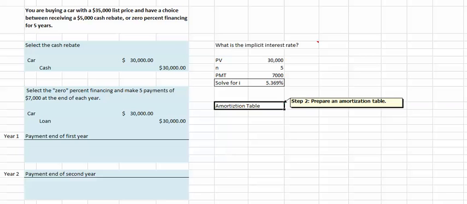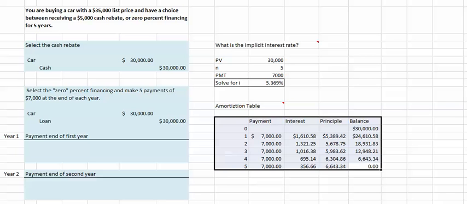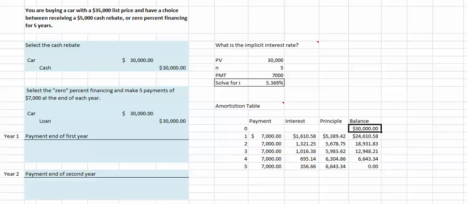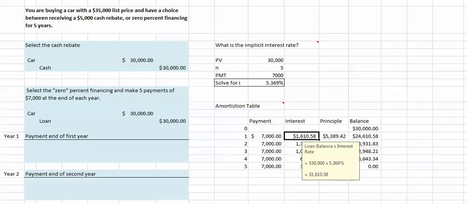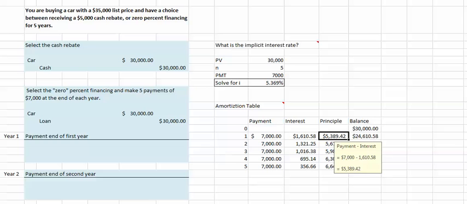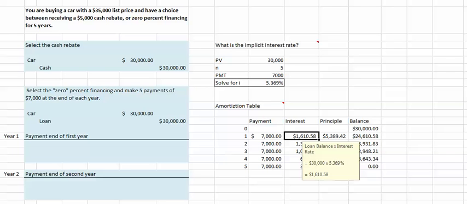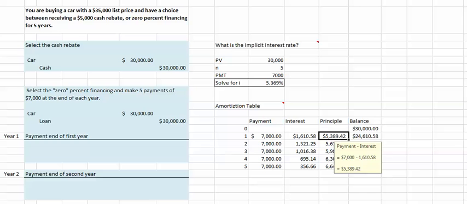To prepare an amortization table, recall, it looks exactly like this. Our beginning loan balance is $30,000. We are going to be making a payment of $7,000 a year for 1, 2, 3, 4, 5 years. The amount of interest in the first year is simply our $30,000 loan balance multiplied by our 5.369% interest rate. So the interest we would owe in the first year is $1,610.